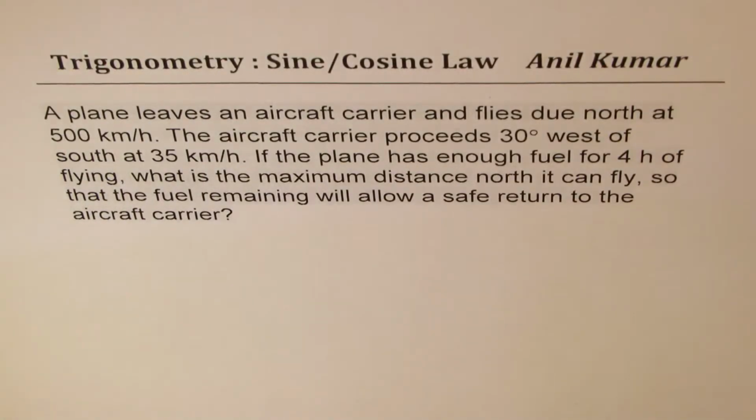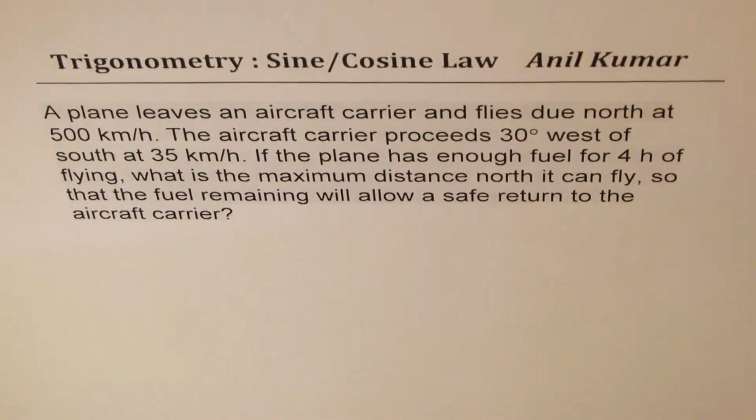Now let's take the next example, which is: A plane leaves an aircraft carrier and flies due north at 500 kilometers per hour. The aircraft carrier proceeds 30 degrees west of south at 35 kilometers per hour. If the plane has enough fuel for 4 hours of flying, what is the maximum distance north it can fly so that the fuel remaining will allow a safe return to the aircraft carrier? You can pause the video, answer the question, and then look into my suggestions.